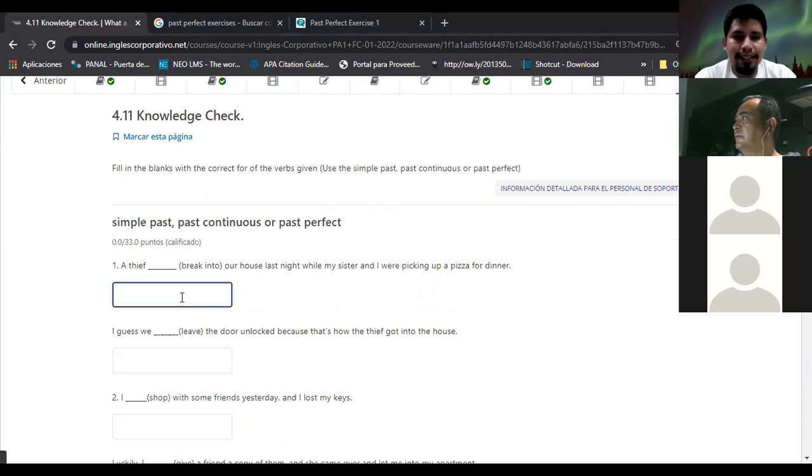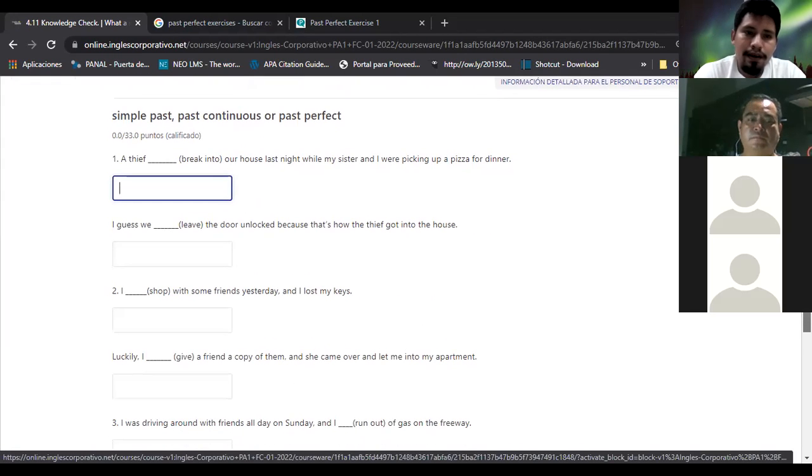The instruction says fill in the blanks with the correct form. That word must be form. I don't know why it says form, but it's the form of the verbs given. What are the verbs given? The ones that we have in brackets. Use simple past, past continuous, or past perfect as corresponds.